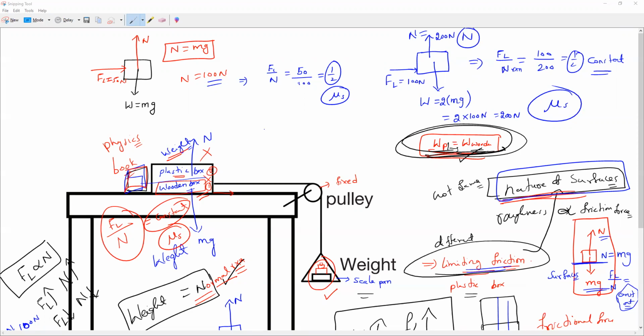So I am saying that we can take it as F L by N, the normal reaction, or limiting friction by weight. Sir, what is the name of the weight?